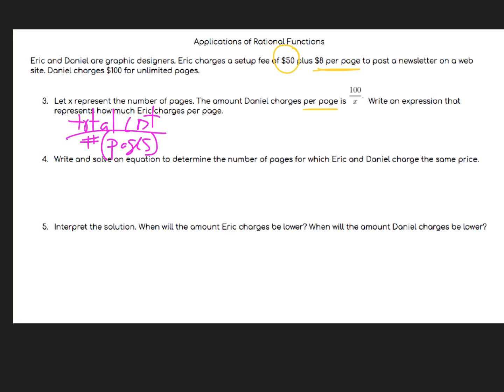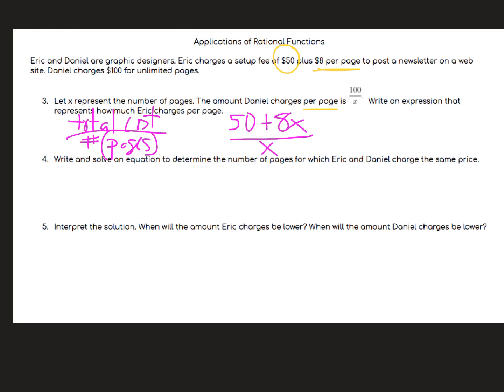So the total cost for Eric is going to be the $50 he's charging plus the $8 for every page, and the pages is X. So 50 plus 8X, that's the total cost. I have to pay $50 no matter what. For every page, I must pay $8. And then I got to divide that by X, because that's giving me the average cost, or how much we are charged per page. If you think about units, the top piece will give me your total cost, so that's money, and then the bottom will give me pages, so it's cost per page.